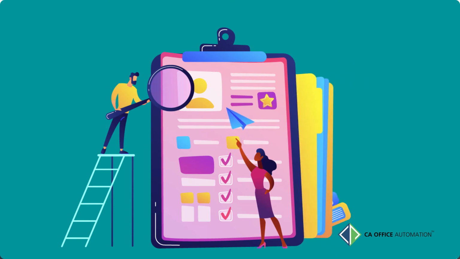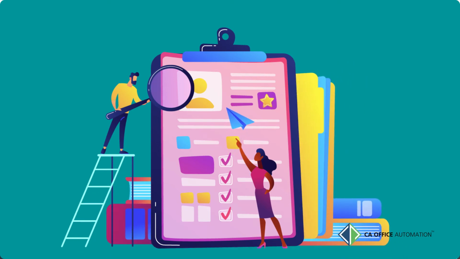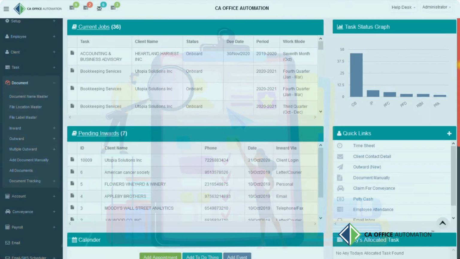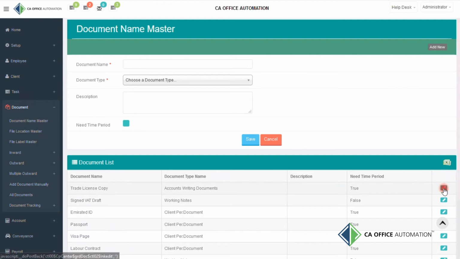Here, you can also manage physical documents with a file labeling system. The first page is Documents Name Master. Here, you can define names for all the documents you handle in Office. Documents will be tagged with this name.